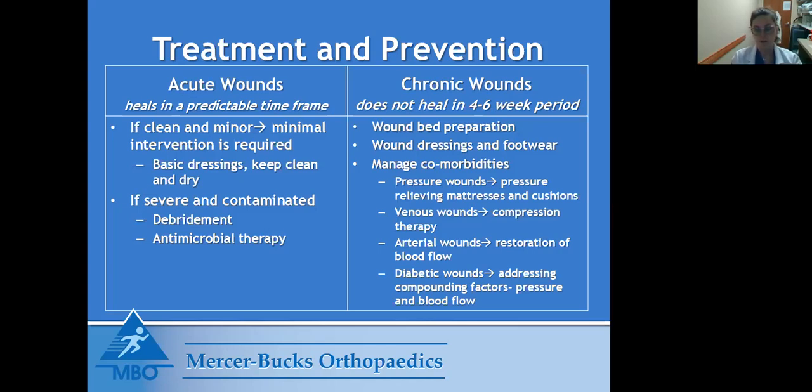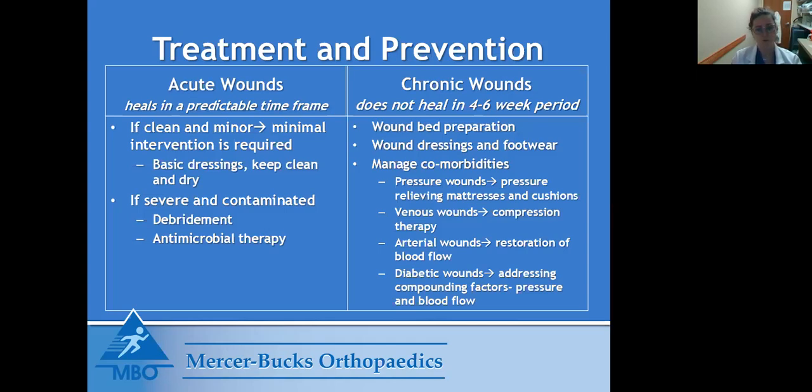With a chronic wound, wound bed preparation is really important, which I'll go over. Wound dressings, the specific dressings that you use, are important. Footwear is very important. And then managing comorbidities, as well as risk factors.